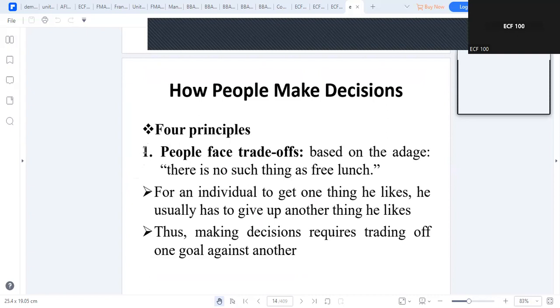Okay, so based on the age, there is no such a thing as free lunch. So an individual, to get one thing he likes, he usually has to give up another. Thus, this decision requires a trade-off. So what is a trade-off?